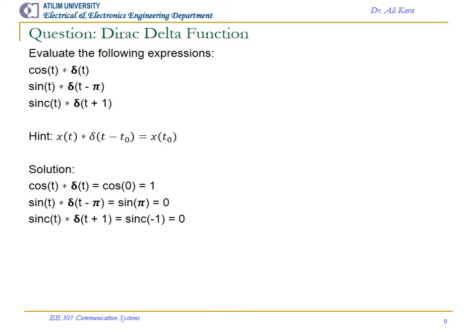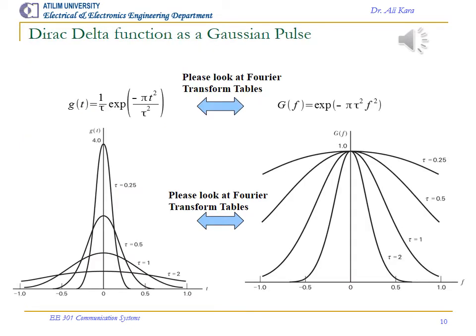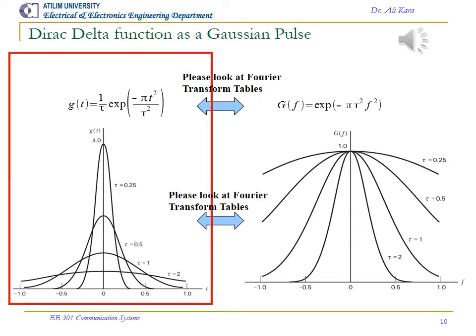Solution: the Dirac delta's sifting property will be used here. Dirac delta function as a Gaussian pulse. Consider a Gaussian pulse of unit area, defined by g of t equals 1 over tau times exponential of minus pi t square over tau square, where tau is a variable of pulse width.